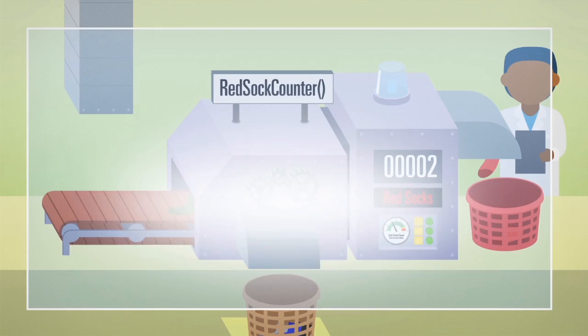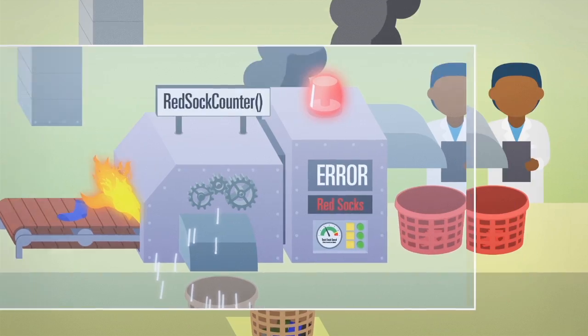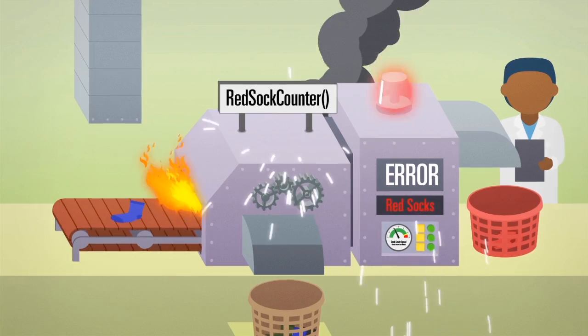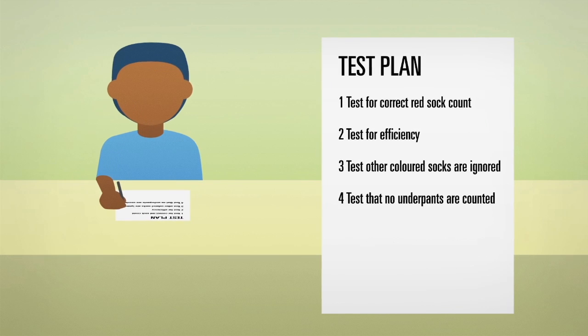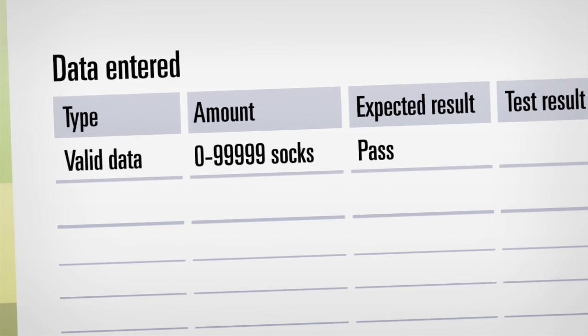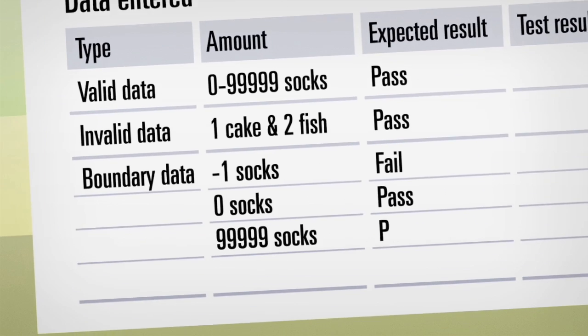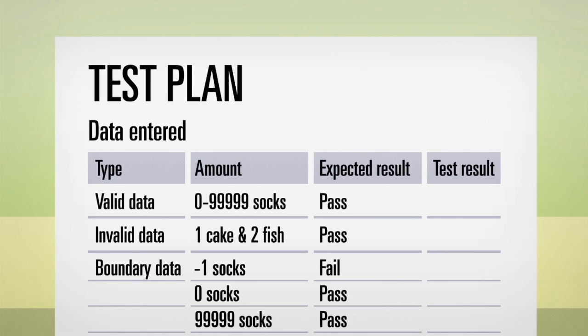Testing. As you work through the tasks, take screenshots to show your solutions working, or even not working. This is still testing. We call this alpha testing, testing during development. You need to plan what tests you need to carry out and the data that you will enter. You should make sure that you include valid, invalid and boundary data in your testing. It is a good idea to record this in a test plan.